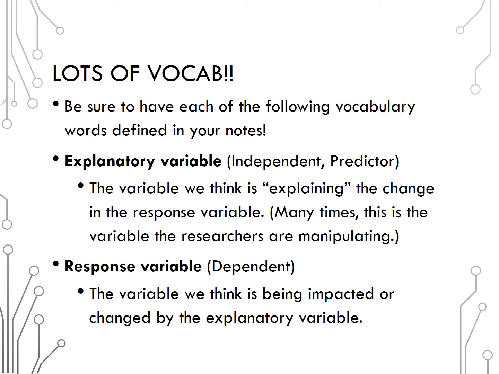Let's start with the explanatory variable, also called the independent or predictor variable. This variable is what we think is explaining the change in the response variable. Many times, it is the variable the researchers are manipulating. When comparing groups, the explanatory variable will always be the groups we want to compare. So what type of variable then is the explanatory? It must be categorical, since we will be defining groups.